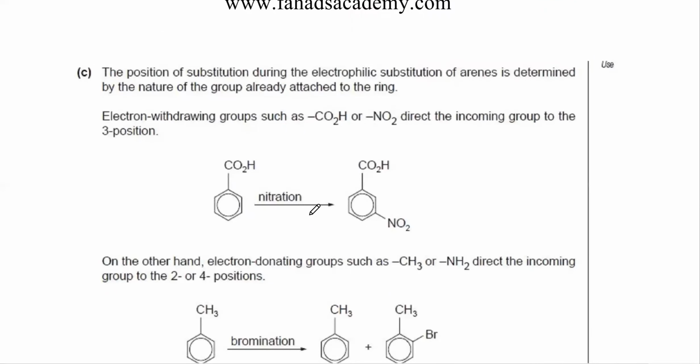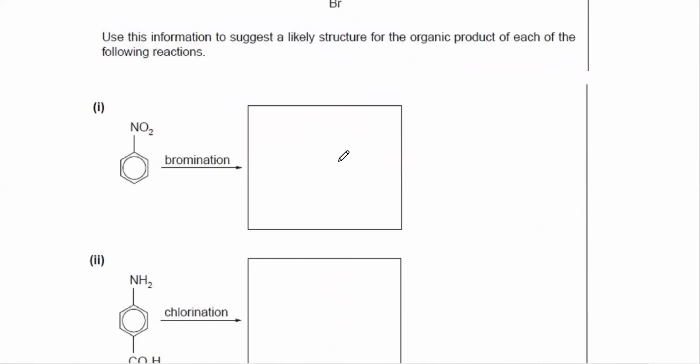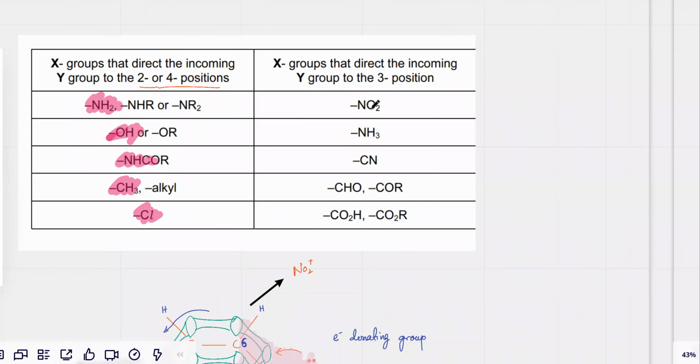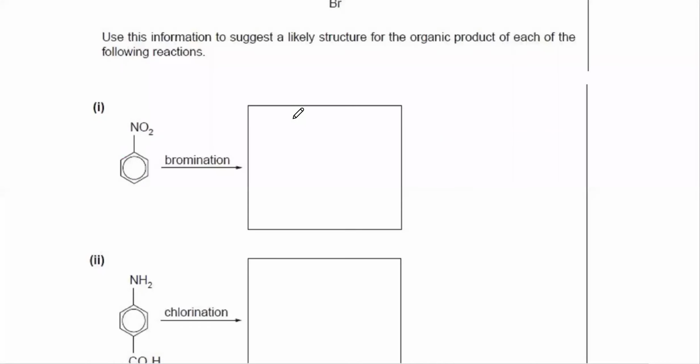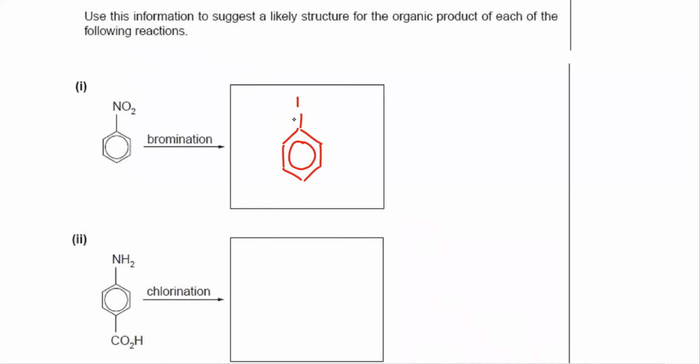And then he's talking about the carboxylic acid nitration. So he wants us to know what's going to happen if you brominate this thing. You need to know, is the bromine going to get attached to what position, if there's an NO2 attached? NO2 is a 3-position directing group. Remember that it's an electron withdrawing group. So in this case, you have an NO2 and the bromine will get attached to position number 3. Is this clear?